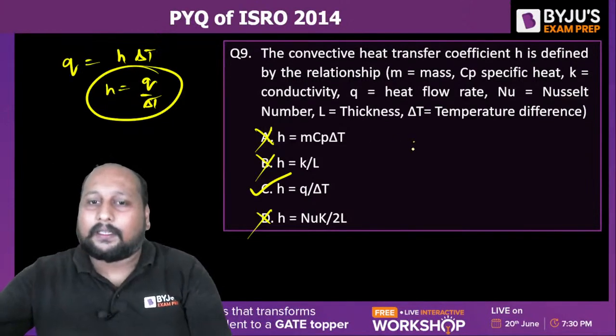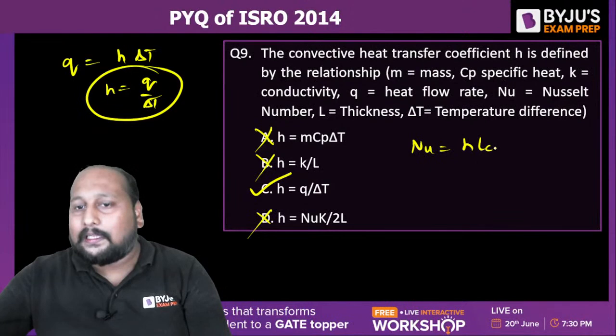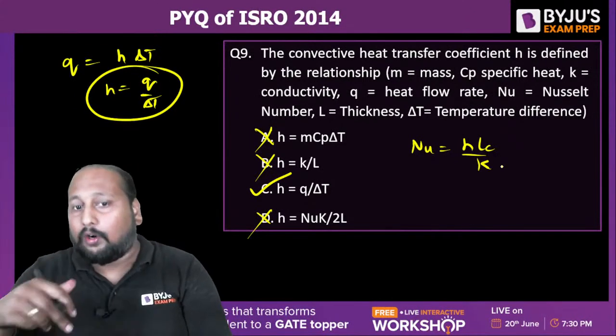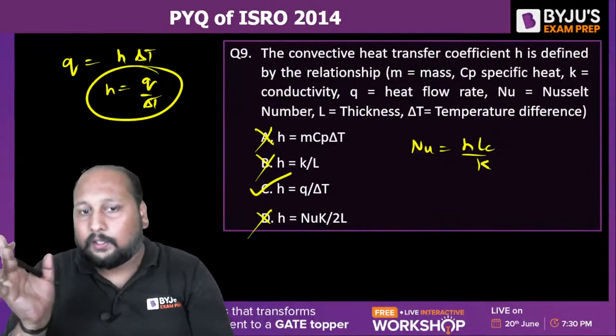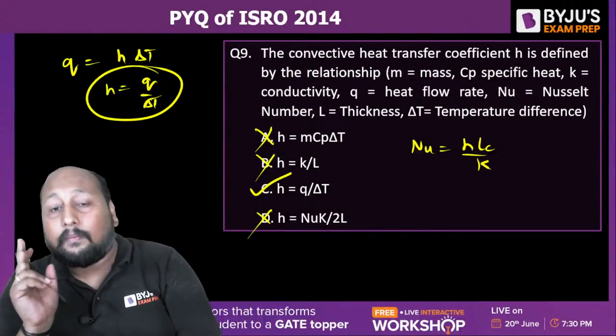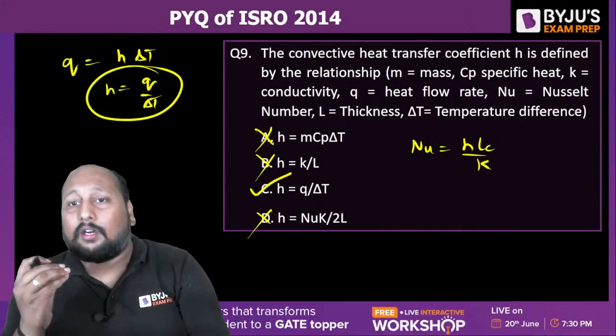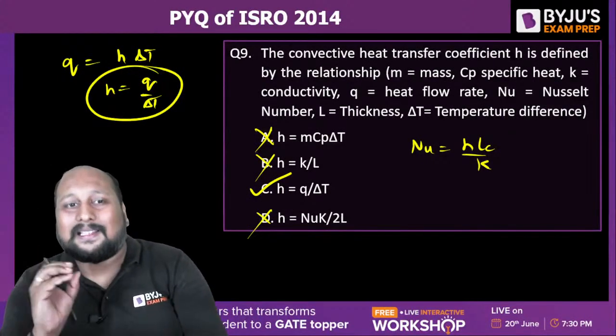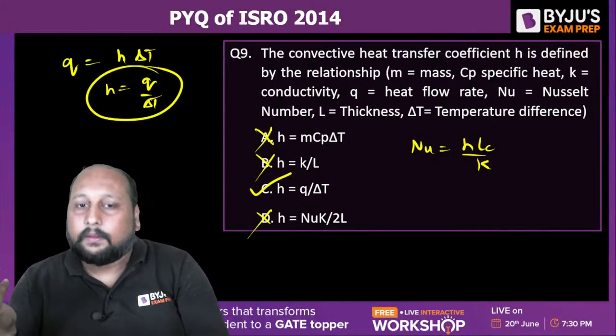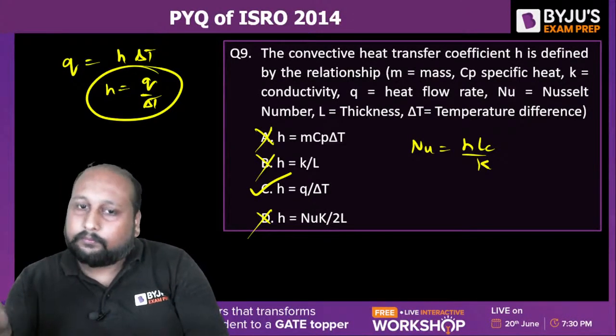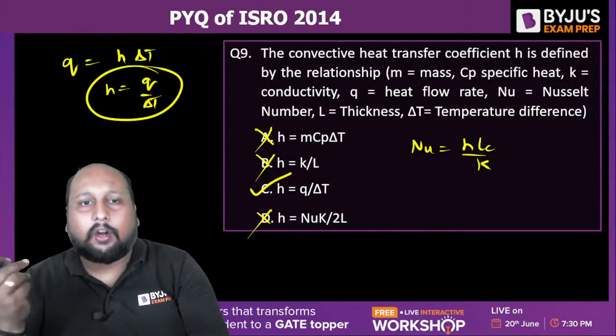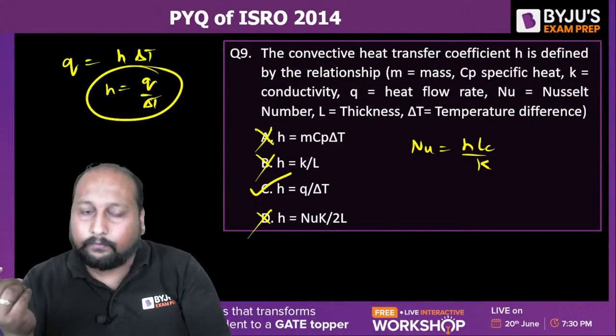Nusselt number. What is Nusselt number? That is hL by k. It is not twice of L. Unless they mention the average or a local value, we have to consider a standard formulation. Understood? Clear? It is not two times, never ever.